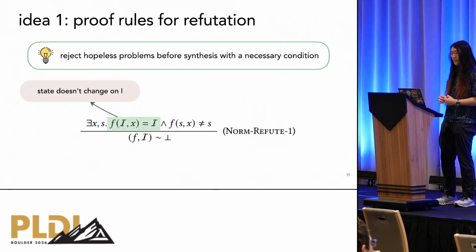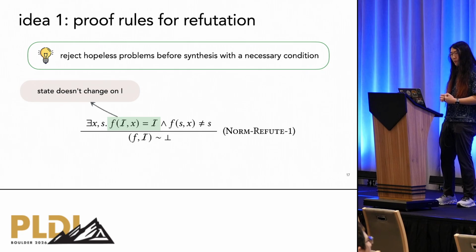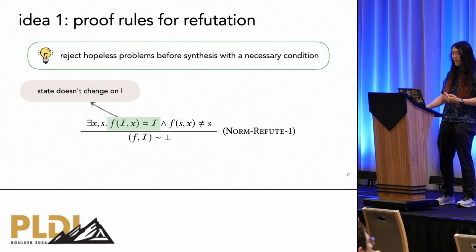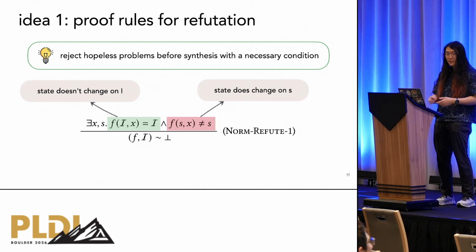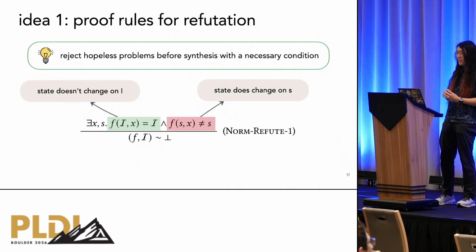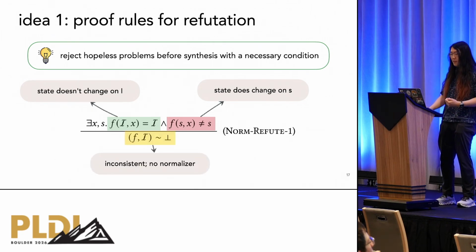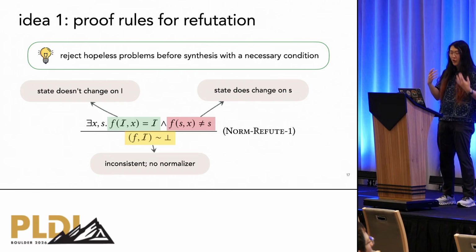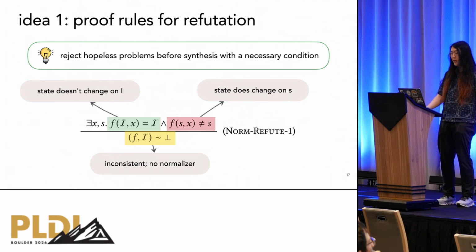It says that there exists a state buffer S and an input X, such that if you apply the accumulate function on the initial state I, then it preserves the initial value. But if you apply it on another state S, then the state does change under this accumulate function. That means that the current state you are applying it to does affect how the accumulate function will update the result. So this accumulate function is inconsistent. There's no normalizer for it.